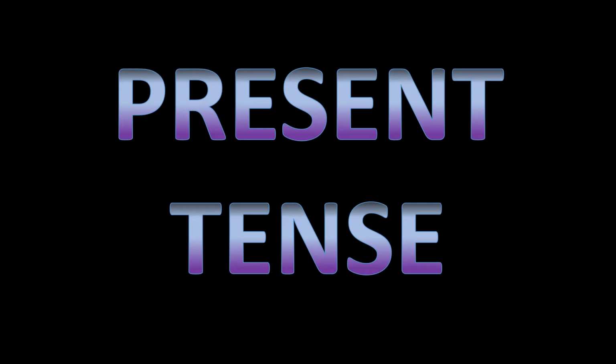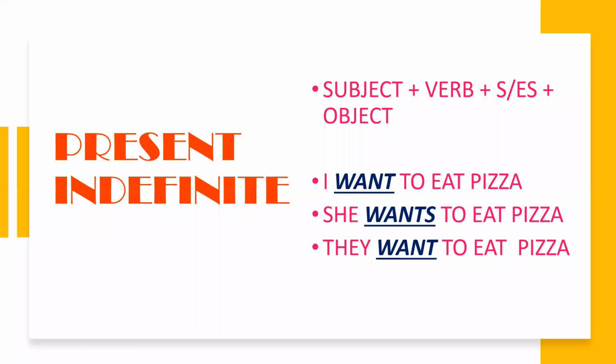First of all, we are taking present tense, present indefinite or simple present tense. We have seen that in simple present tense we will add s and es, and this is the simplest sentence of the English language. For example, I want to eat pizza. We always use a plural verb with I. Although I represents singular, still this is an exception: we always use a plural verb with I and you. She wants to eat pizza and they want to eat pizza.